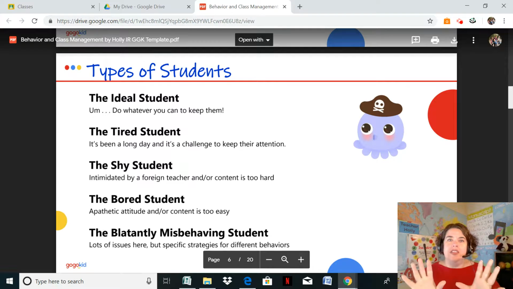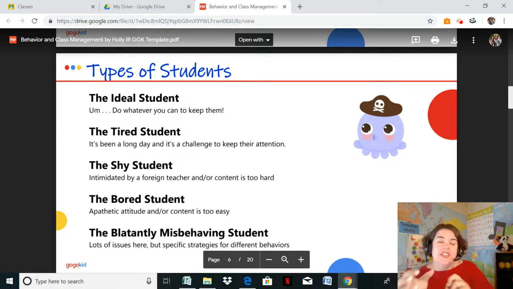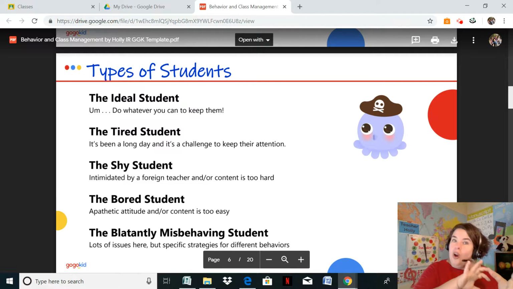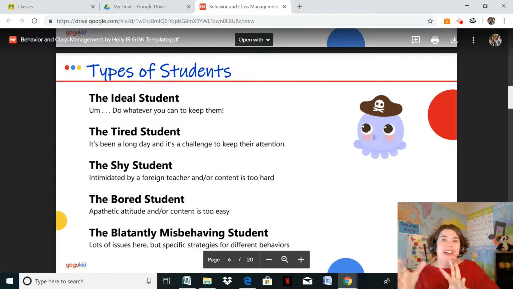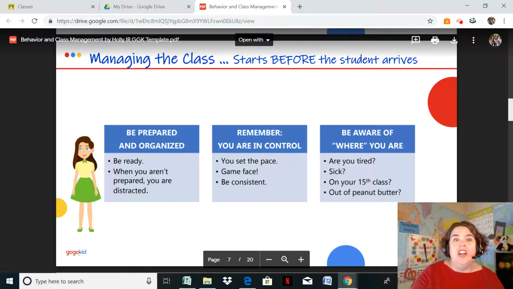But before we talk about these reactionary strategies, we need to think about what we can do proactively to help our students. It's kind of like that saying that the best medicine is prevention. That's what we're looking at here. The best type of classroom management and discipline is preparing ahead of time, being ready, anticipating. So we'll talk a lot about that.